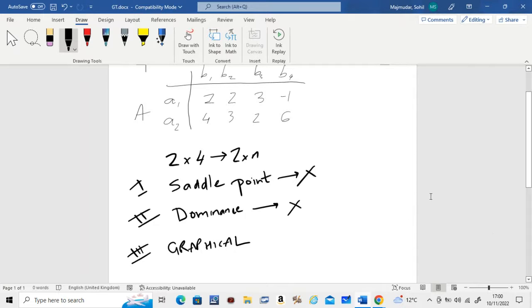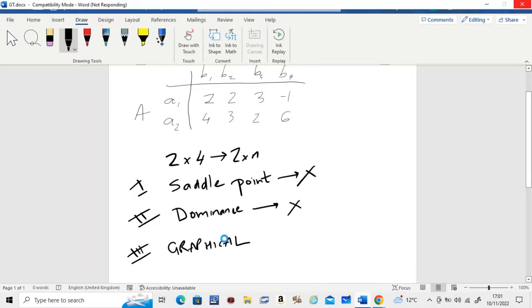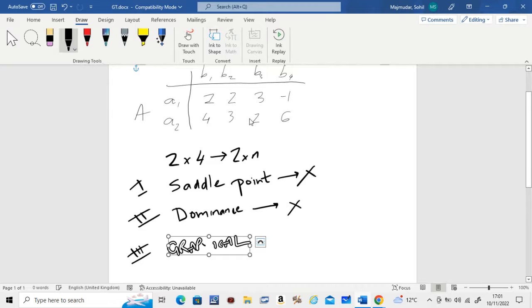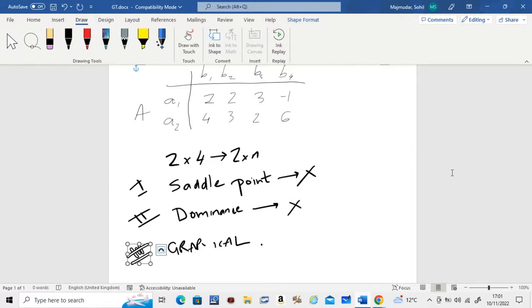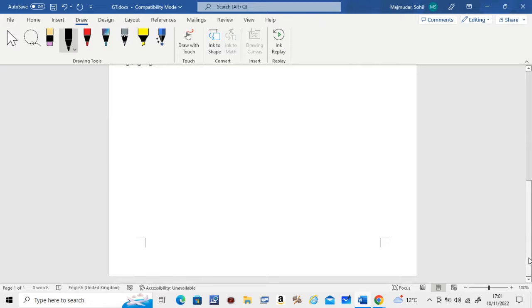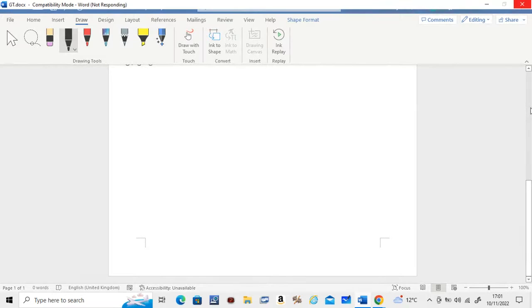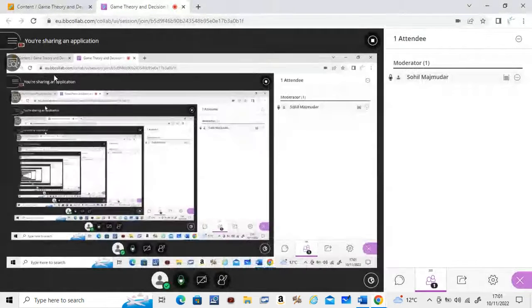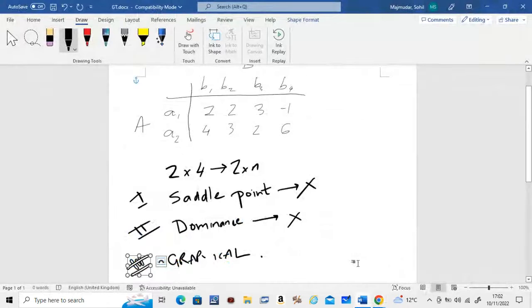Okay, so in order to use the graphical technique, what you need to do is make a table.